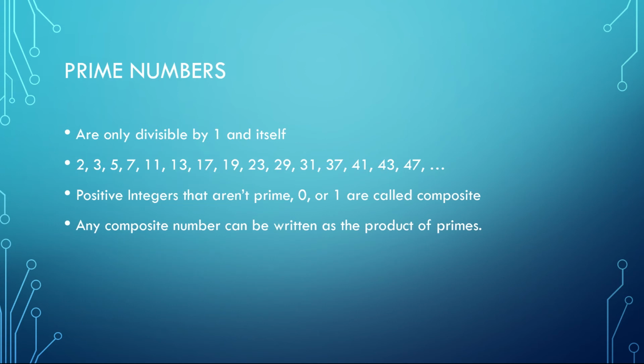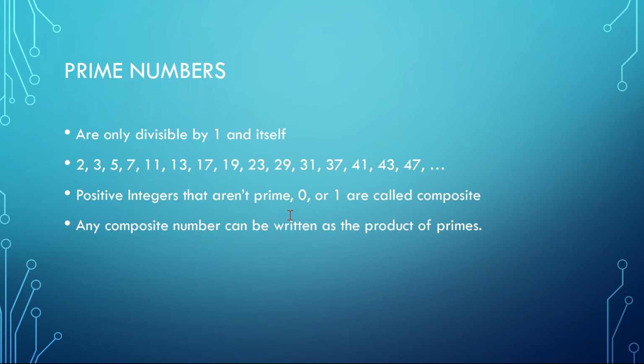Remember, prime numbers are only divisible by 1 and itself. These are the first few primes right here. So 2 is a prime because it can only be written as 2 times 1. 3 can only be written as 3 times 1, and so on and so forth.